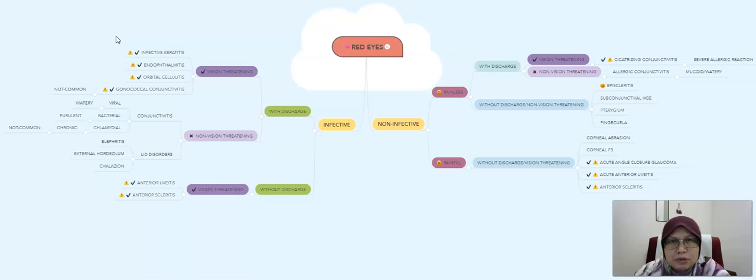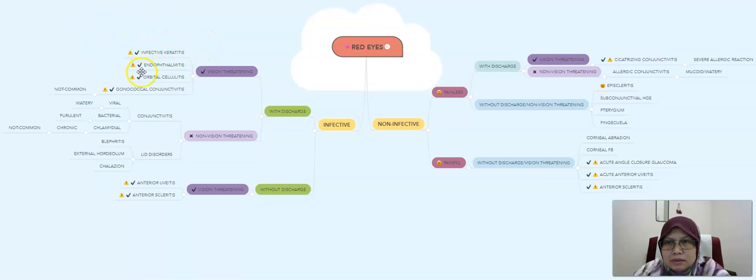Basically, the eye is red, vision is down, the patient is in pain, and there's also a bit of discharge, probably watery, a bit of discharge like conjunctivitis. But usually it has hypopyon and very bad vision.